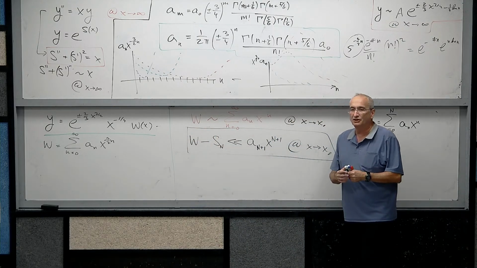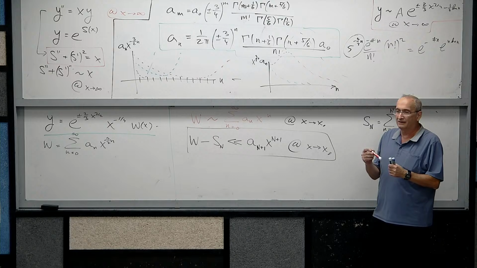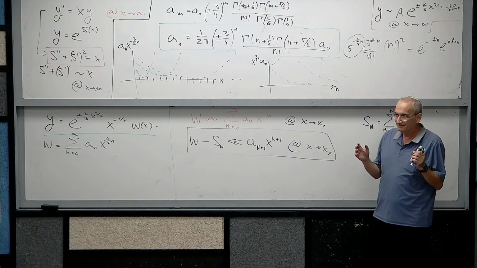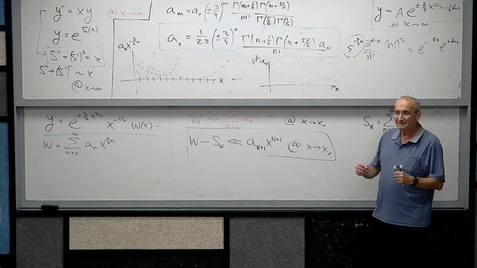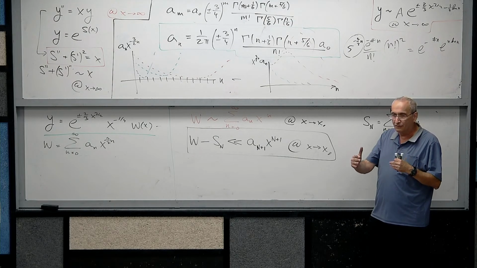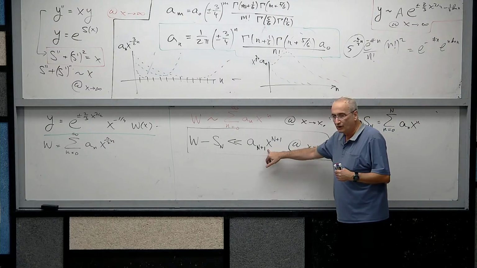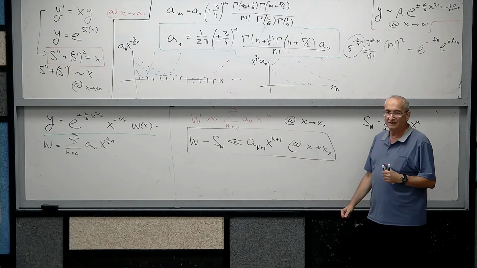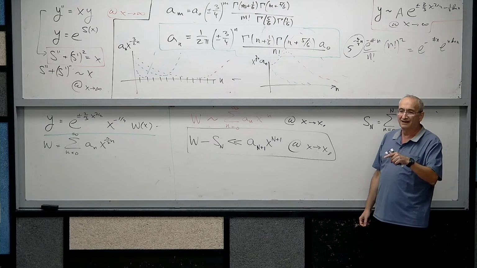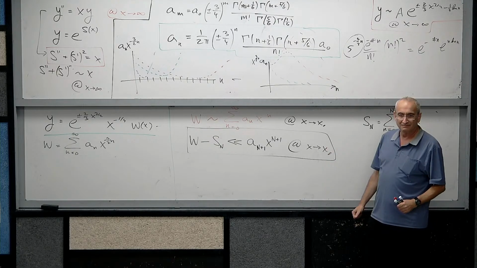Note that an asymptotic series does not have to converge. Right? You only say that it's always true that the next term will be negligible with respect to all the terms you have collected as x goes to x naught.